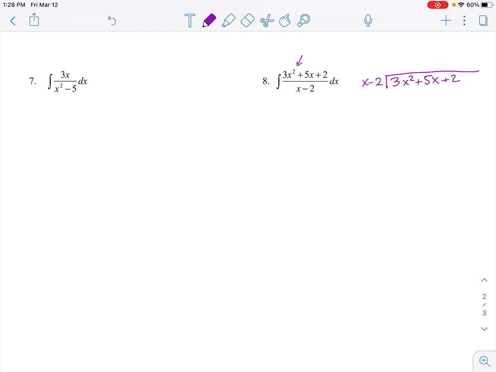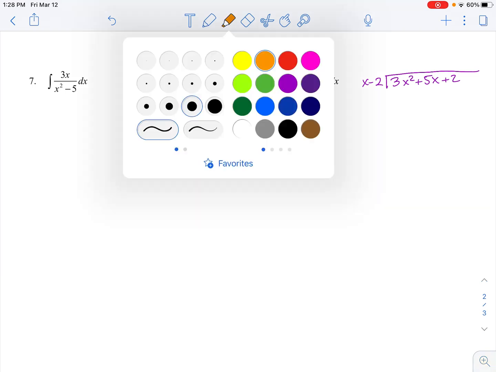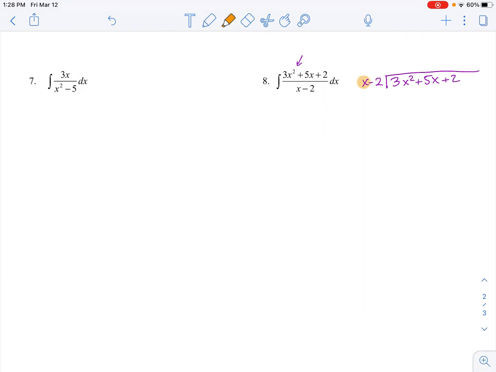It's not my preference because I feel like there's too many things to remember when you do it. So I just do long division because that's stuck with me over the years. So remember to do long division. We're going to take a look at this lead term here and this lead term here and figure out what I have to multiply x by to get 3x squared. All right, and so that would be 3x.